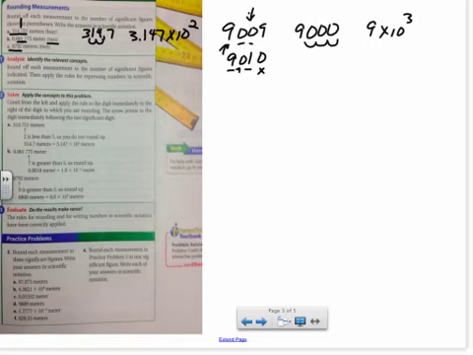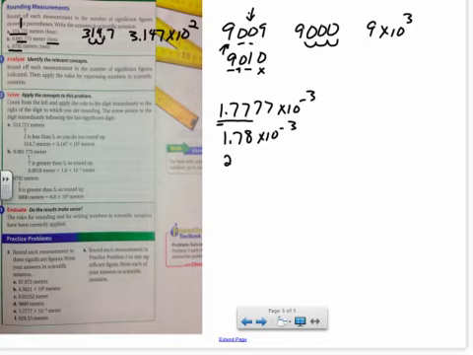Next, 1.7777 times 10 to the negative 3, and if I want 3, there's my first 3, got to round it off to the nearest hundredth. The 7 is going to make it round up, so it's going to be 1.78 times 10 to the negative 3. And in the other one, I just want 1 significant digit, it's going to round up to 2. 2 times 10 to the negative 3.